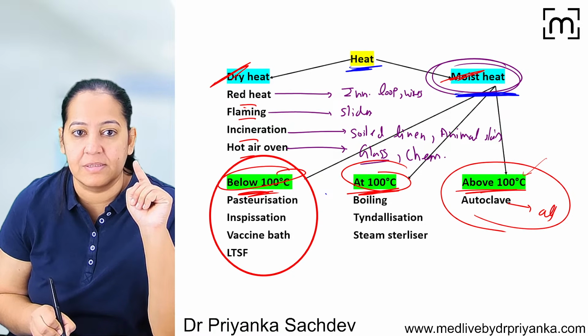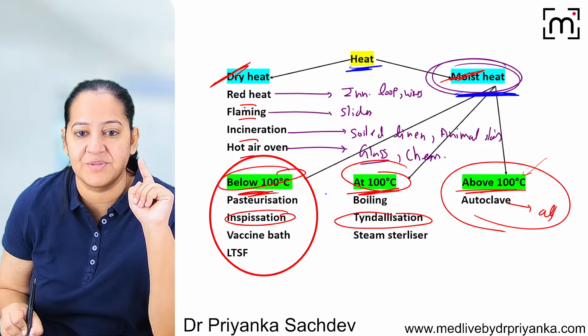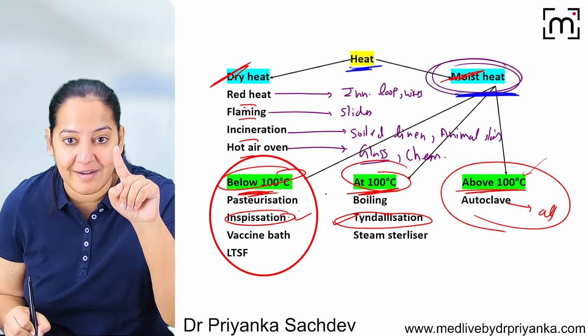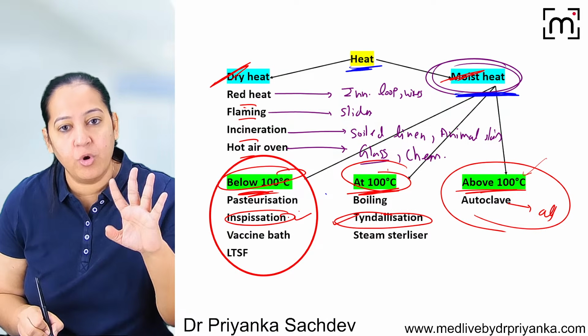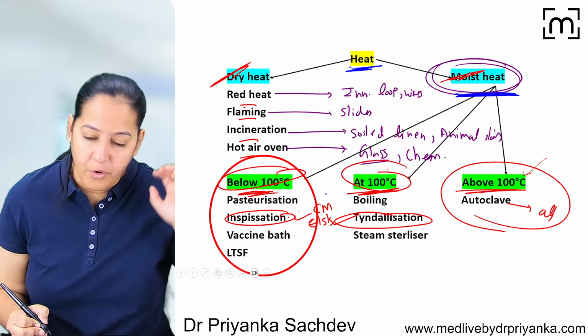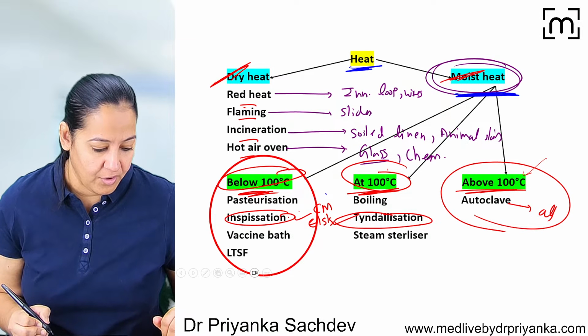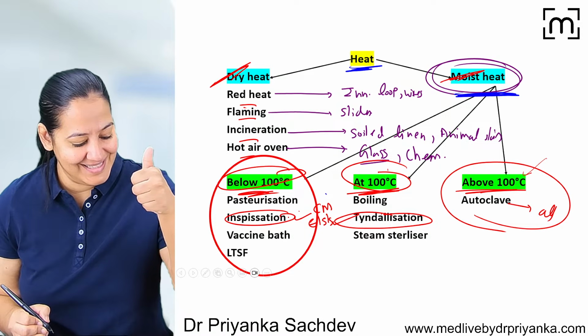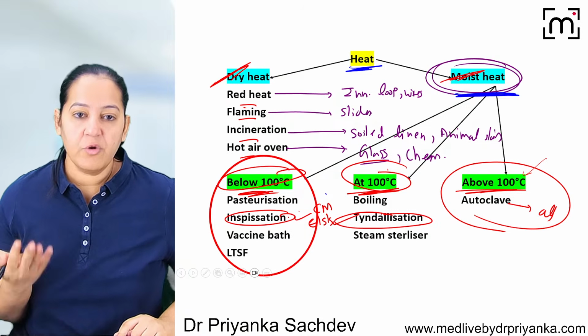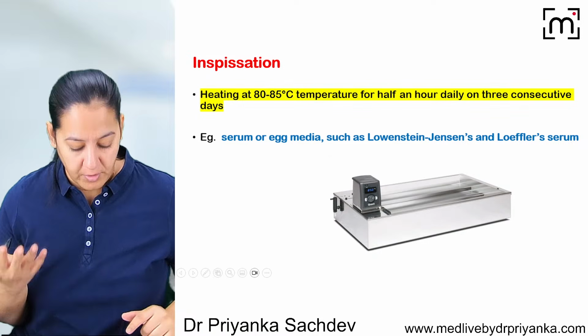So there are two methods: Inspissation and Tyndallization. Inspissation is below 100 and Tyndallization is at 100. Both are for culture media containing egg, serum or sugar. How many of you got it? Say yes. Got it? Can we go ahead? So what do you mean by Inspissation? What happens in it? What do you mean by Inspissation?